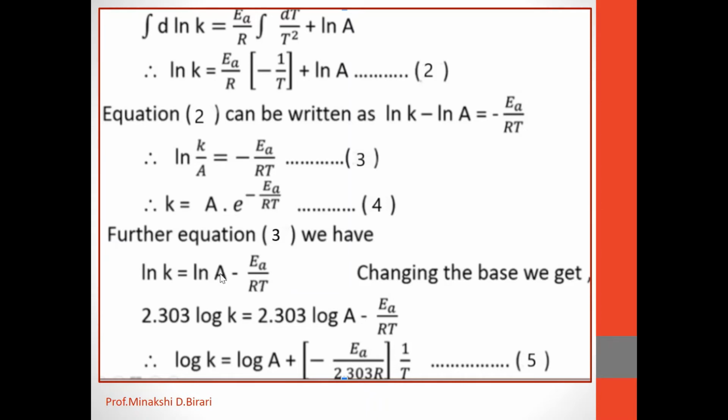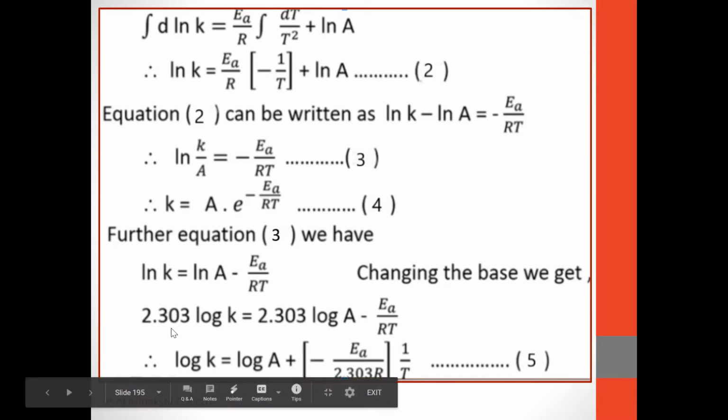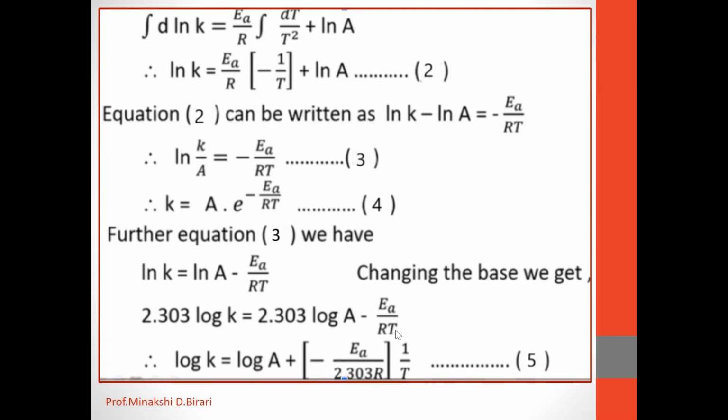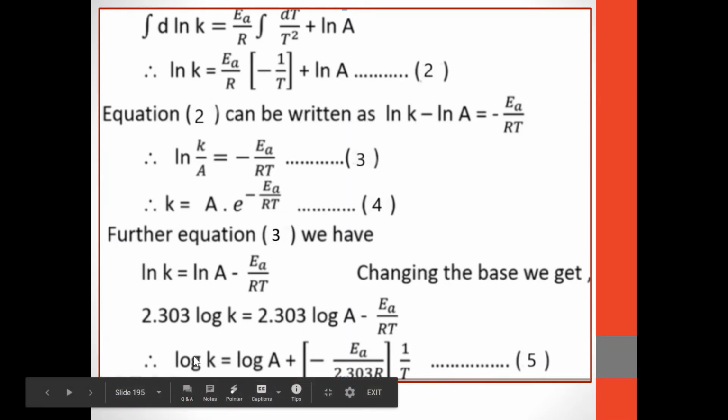By changing the base, we get 2.303 log k is equal to 2.303 into log A minus EA upon RT. Therefore, log k is equal to log A plus, in bracket, minus EA upon 2.303 R into 1 upon T. We can give this equation number 5.